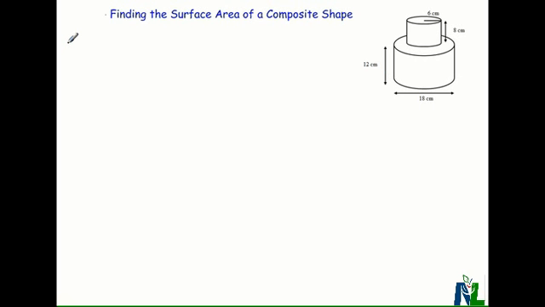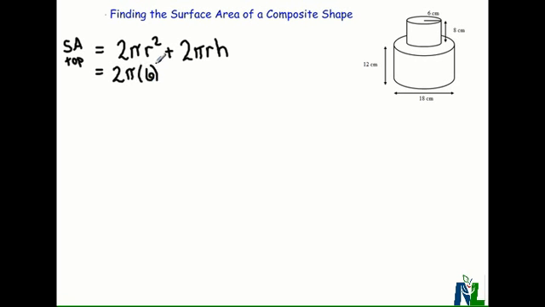So we're going to begin by calculating the surface area of the small cylinder, which is on top. To do this, we're going to use our surface area formula for a cylinder, and that is 2 pi r squared plus 2 pi r h. Now, the small cylinder on top has a radius of 6 centimeters and a height of 8 centimeters. So we will substitute those values in for r and h, giving us 2 times pi times 6 squared plus 2 times pi times 6 times 8.